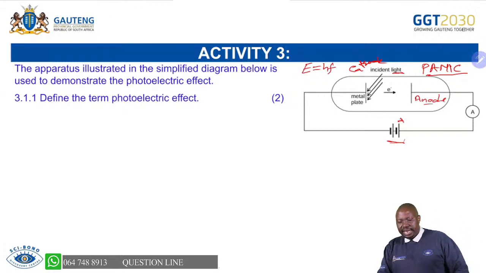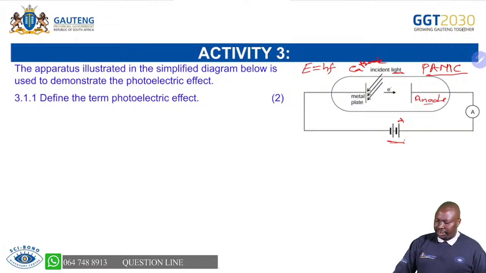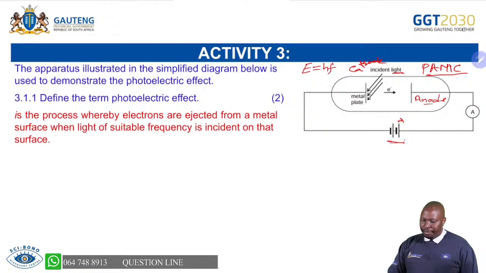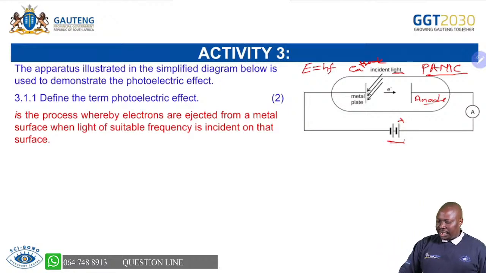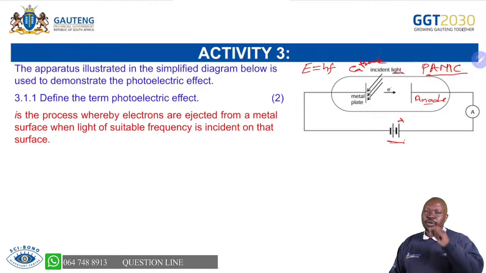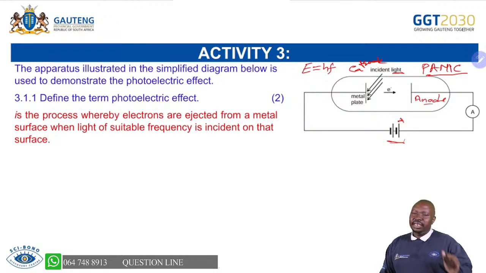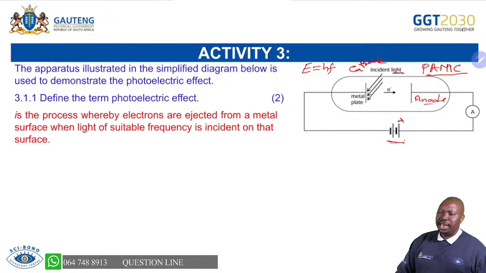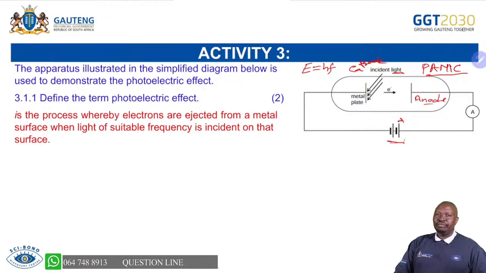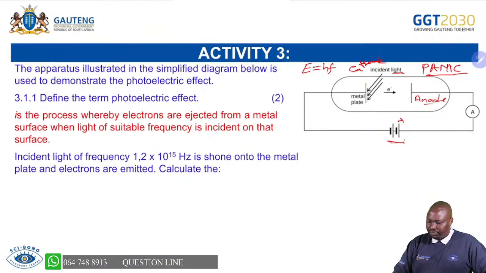Now, define the term photoelectric effect. Remember, we said it's the process whereby electrons are ejected from a metal surface when light of suitable frequency is incident on that surface. You can see that in every question paper we ask those three definitions: photoelectric effect, threshold frequency, and work function. So know those definitions well. The packet of energy is called a photon. For this question, you will have 2 marks for the definition.